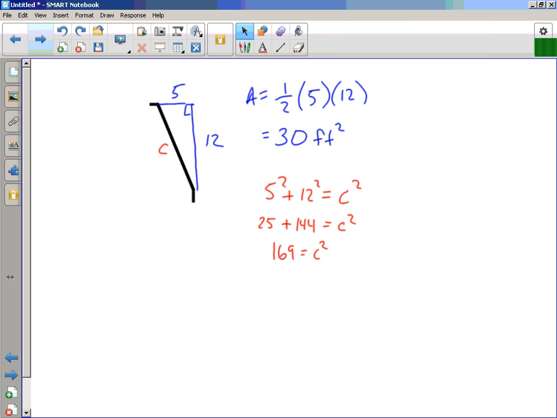So I'm going to root both sides. Square root. Don't forget the plus or minus. Okay, so that's going to be C equals the square root of 169, which is 13. Now, do I need the plus and minus? Well, let's see. The plus sounds good, but the negative, we don't have negative distances. So we know that the answer is going to be positive 13 here.